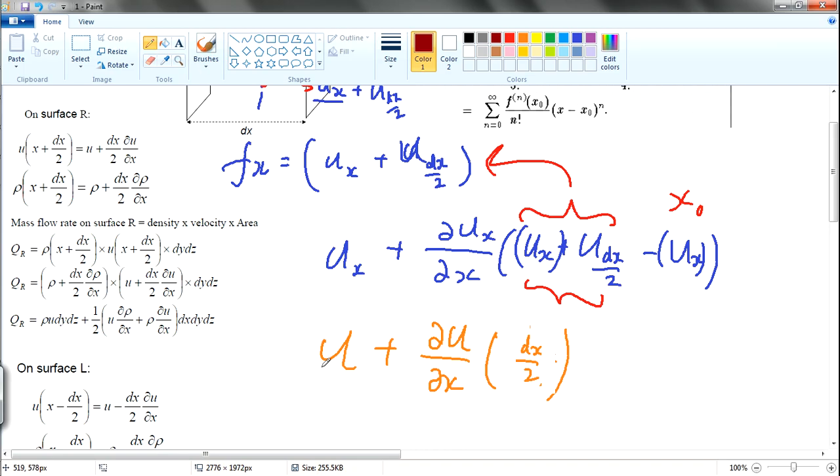U itself is meter per second, right? So we write right here, meter per second plus partial u over partial x. It is simply 1 over s, right? Because meter over s divided by meter. This is meter and this is meter over s. So if you were to switch it out, you eventually get 1 over s, and then multiply by meter, which is dx over 2.